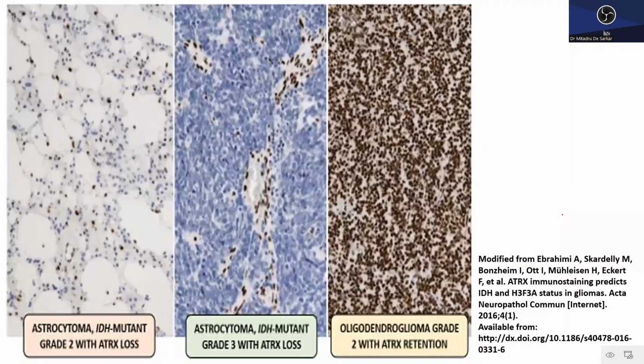So how do the oligodendroglioma cases differ from the IDH mutated astrocytoma? The IDH mutant astrocytomas show loss of ATRX. The first one is a grade 2 tumor. The second one is a grade 3 tumor. ATRX is lost in both the cases, while the oligodendroglioma cases will show retained ATRX, as you can see over here. So this is an oligodendroglioma in the third case.